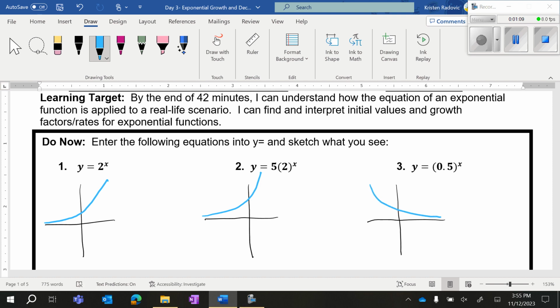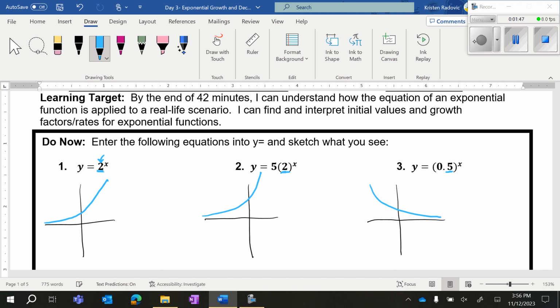There we go. So we have two graphs that are going up, and just one graph that is going down. So the question is, what's the difference between the first two graphs and the third graph that determines if one goes up versus one goes down? Now, the difference is that the base in the first two is a 2, and the base in the third one is a half, or 0.5. So that actually determines whether you are going to go up or down.